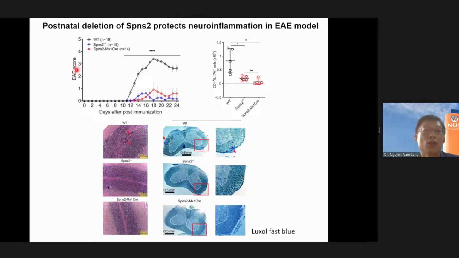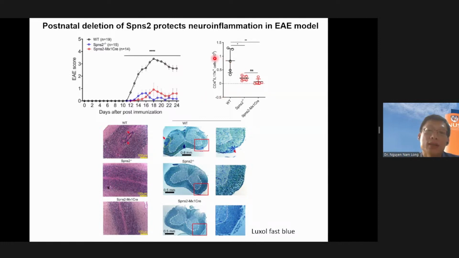The disease score shown here is higher, so they have more disease. So the wild type animals have more disease. And as you can see, when we knock out the transporters in the whole body, or in the blood vessels only, the disease score is dramatically decreased. So basically, they are protected from the disease.